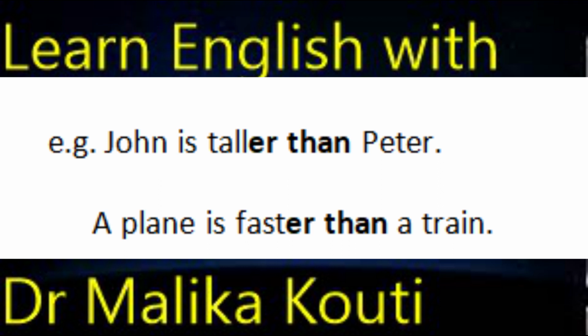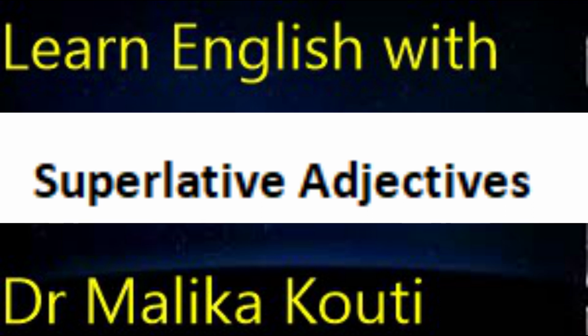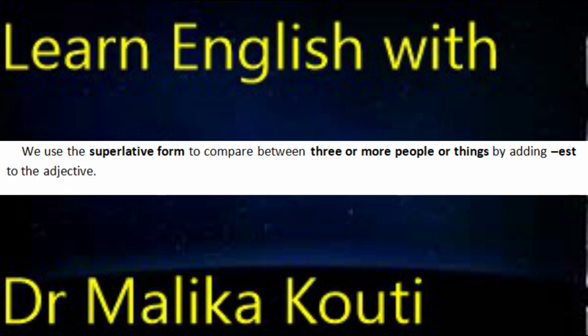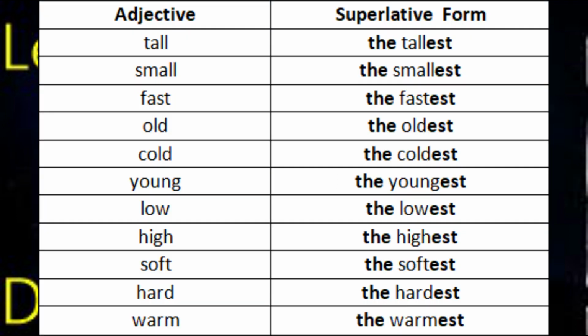Great. Now let's move to superlative adjectives. So we use the superlative form to compare between three or more people or things by adding est to the adjective. Let's take examples. Look at this table. You've got two columns, one for the adjective, one for the superlative form.